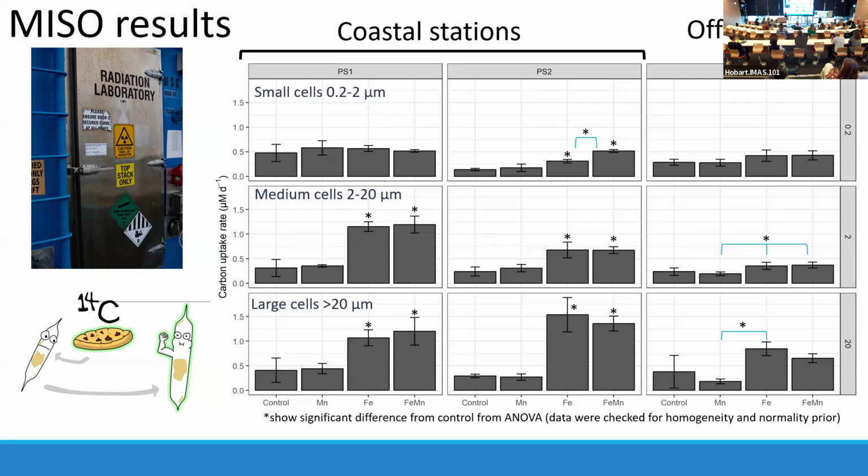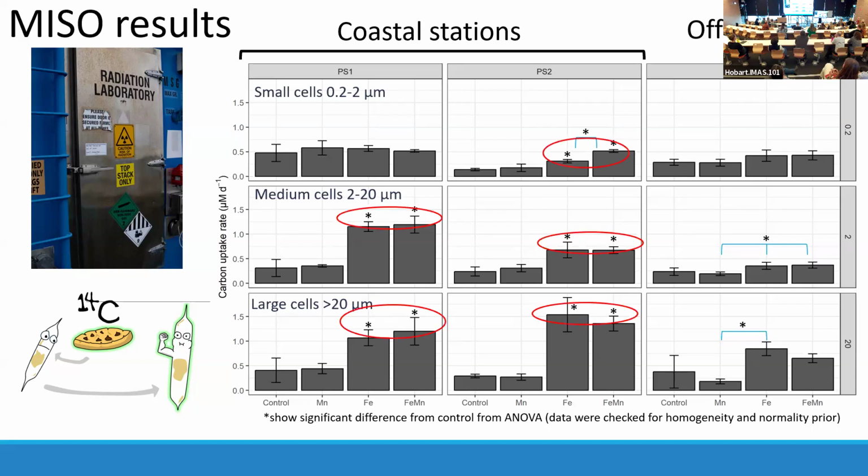So we actually stack 3 filters on top of each other, which allows us to separate the different size classes of phytoplankton. So on this plot, I still have my treatments on the x-axis, carbon uptake on the y-axis, and then 3 process stations, 1, 2, and 4, the open ocean at the end. And then each line is a size. So the top line is only small cells, between 0.2 to 2 microns. The medium one is medium cells from 2 to 20, and the bottom one are the large cells, which were over 20 micrometers.